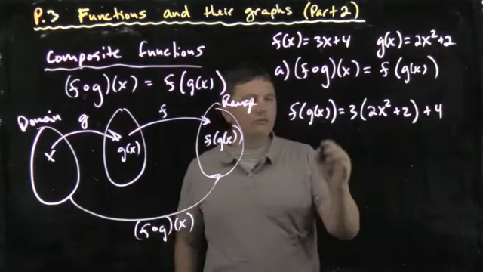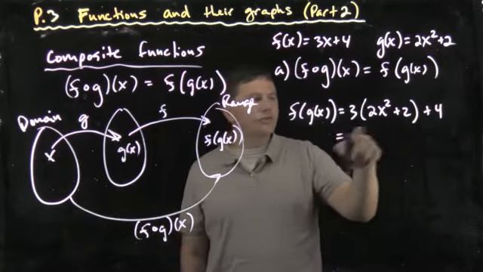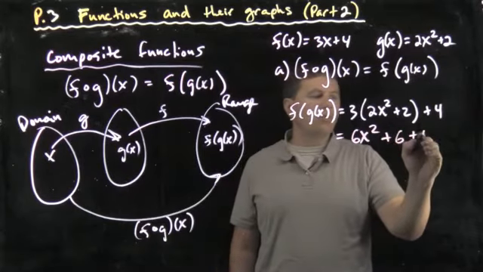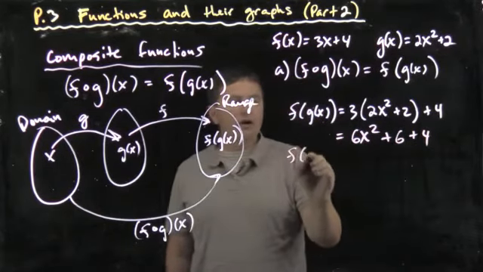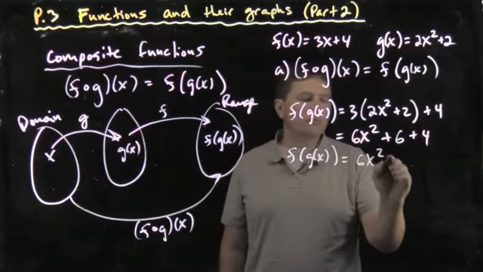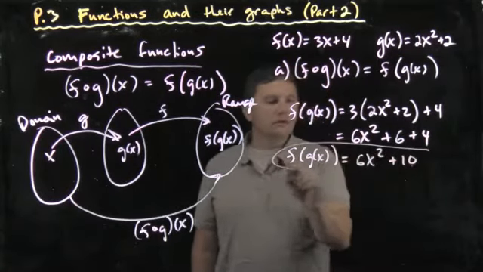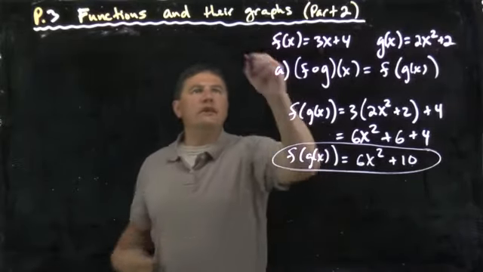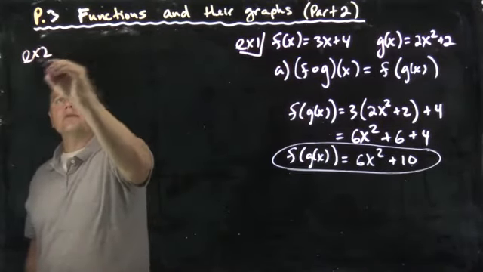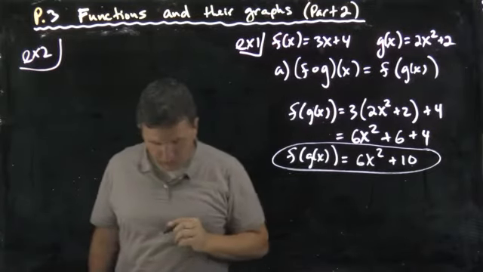Now we are going to go ahead and simplify here. So this will be 6x squared plus 6 plus 4. So we get f of g of x is equal to 6x squared plus 10. So we'll call that example 1. And this one we'll call example 2. Sorry for going backwards here.